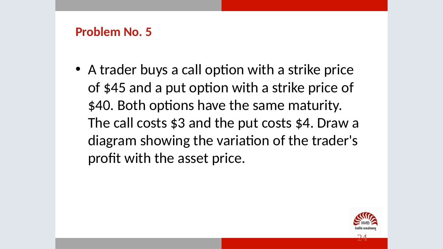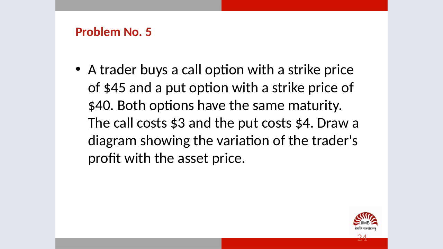What about this one? This is probably the last one. A trader buys a call option with a strike price of 45 and a put option with a strike price of 40. Both these options have the same maturity. The call costs $3 and the put costs $4. So where will the trader make a profit? Under what conditions of the asset price will the trader make a profit?